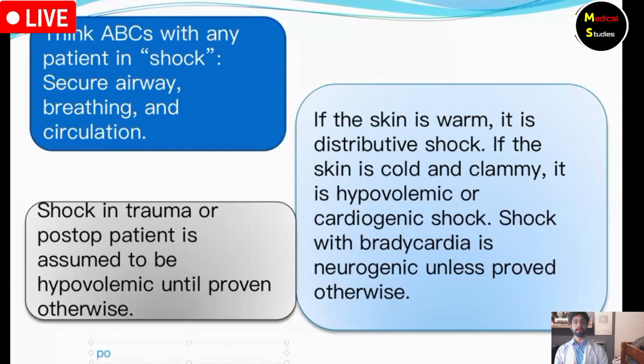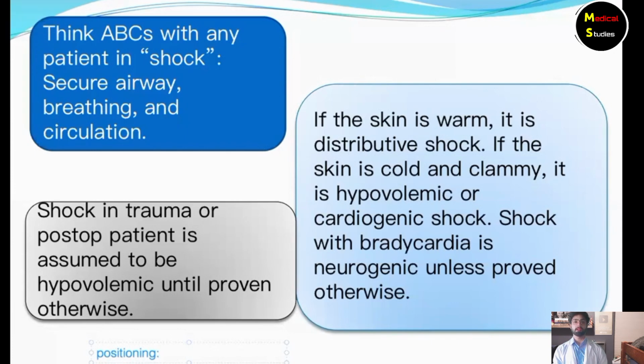So all the time in a very sick patient in an emergency, quickly examine the airway of the patient, make sure that the airway is normal and breathing is fine. Don't only focus on the circulation.